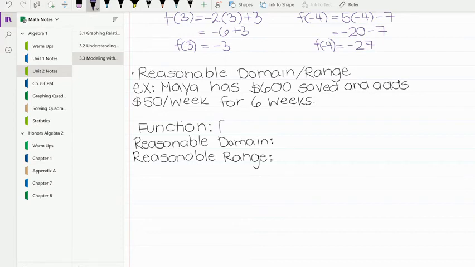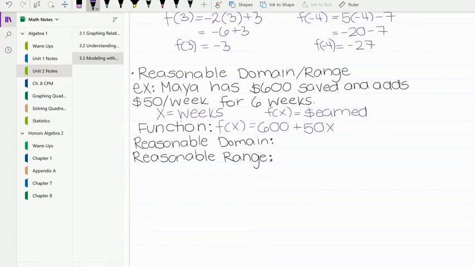So our function is going to be f of x equals 600 plus 50x. And how we're getting that, 600 is an amount that is set. We're not changing it, but 50, we are changing it based on the amount of weeks that she saves the money. So one other thing that will be helpful when we find our reasonable domain and range is to identify that x represents the amount of weeks because it's 50 times x, so that will be 50 times the amount of weeks, which means that f of x, or y, will represent the amount of money earned.